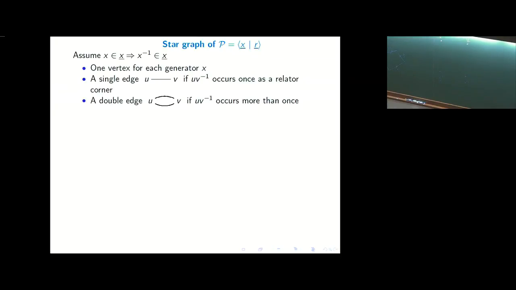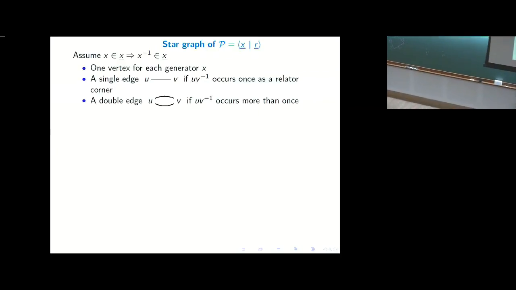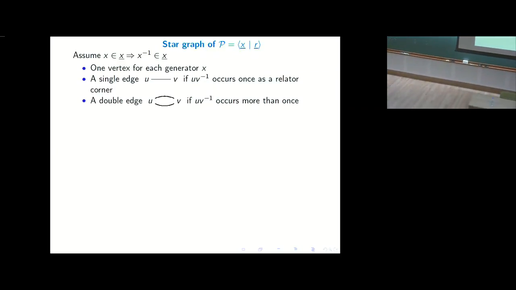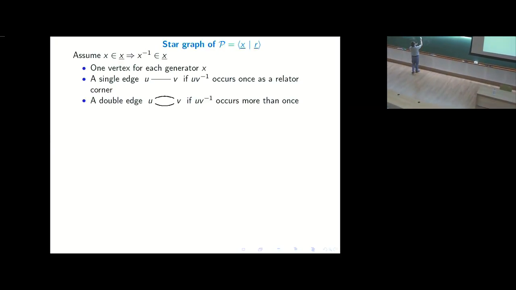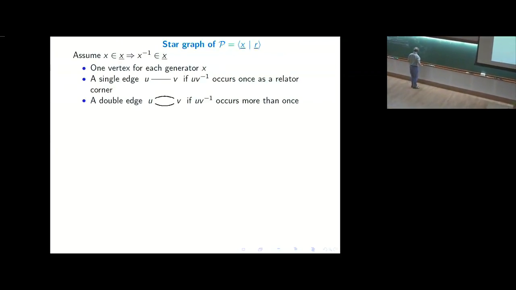Now, let's stick a single edge from vertex u to vertex v if the word uv inverse occurs once as a relator of a corner. And let's stick a double edge if it occurs more than once, if it occurs 2 or 3 or whatever. So if I go around here, I see, looking at this, maybe I use a different color.